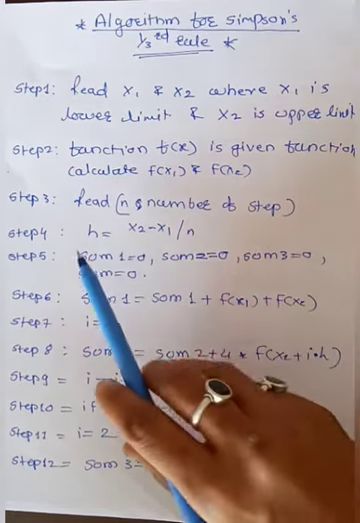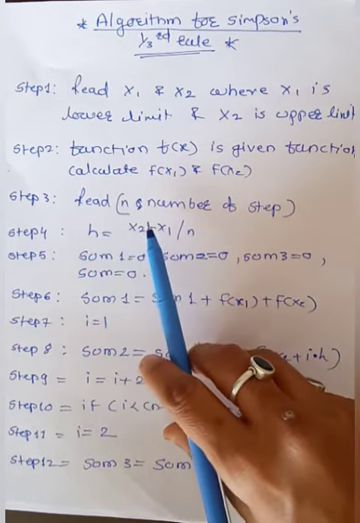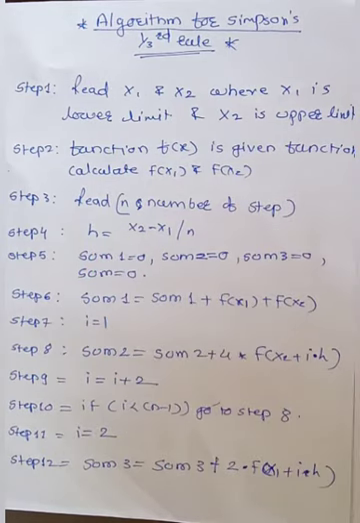Once you do this, let us move toward step 3, that is read n, the number of steps. N is what? Number of steps. From n you can calculate h, which is quite easy. h is equal to x2 minus x1 divided by n, that is the upper limit minus the lower limit divided by the number of steps.